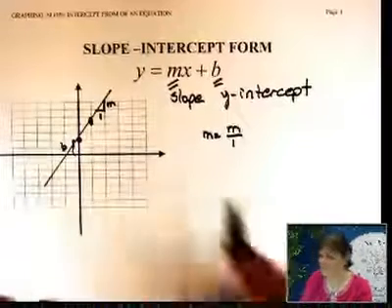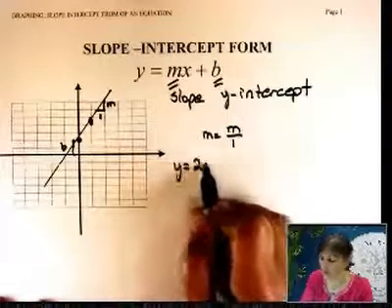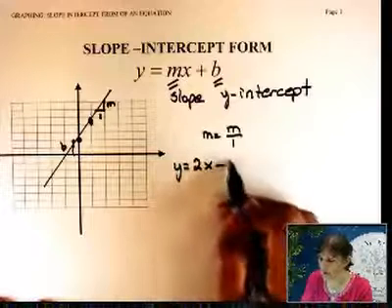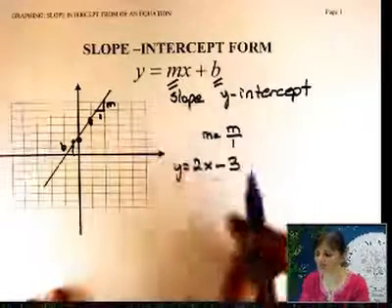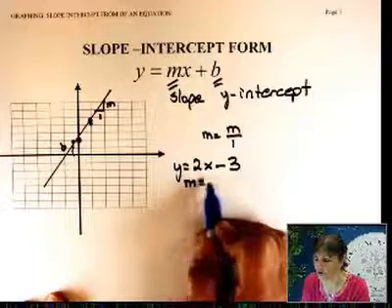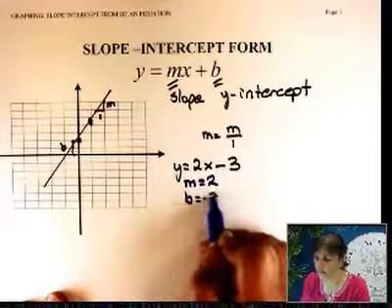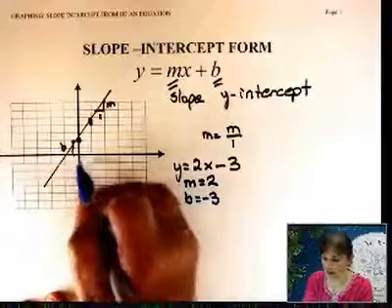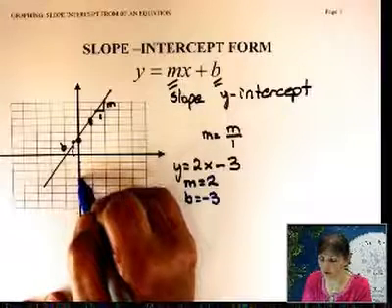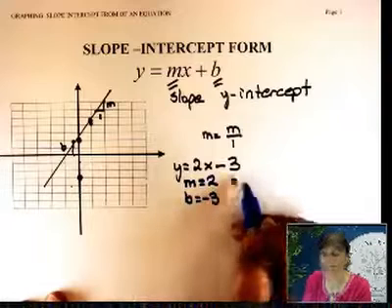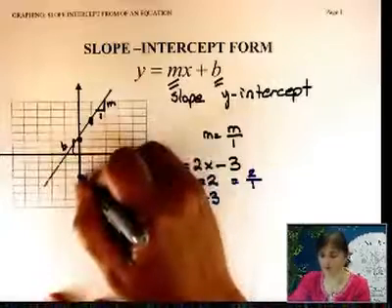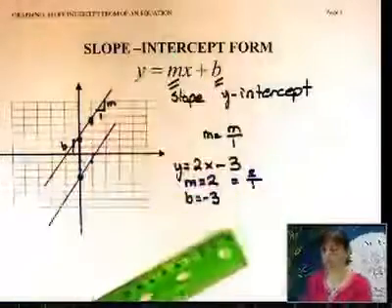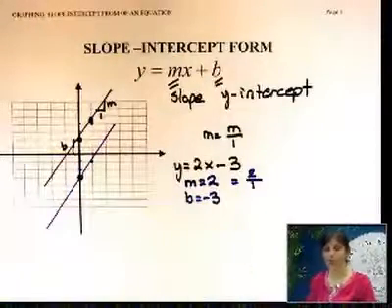Let's do a problem. y equals 2x minus 3. I can look at my equation. Since it's in slope-intercept form, I can write down m is 2 and b is negative 3. Let's put that on the graph. Negative 3 is 1, 2, 3 right here. m is 2. Always put a 1 underneath so that you can draw. So you start with the y-intercept, go up 2 over 1, and draw. So here's your slope-intercept form.